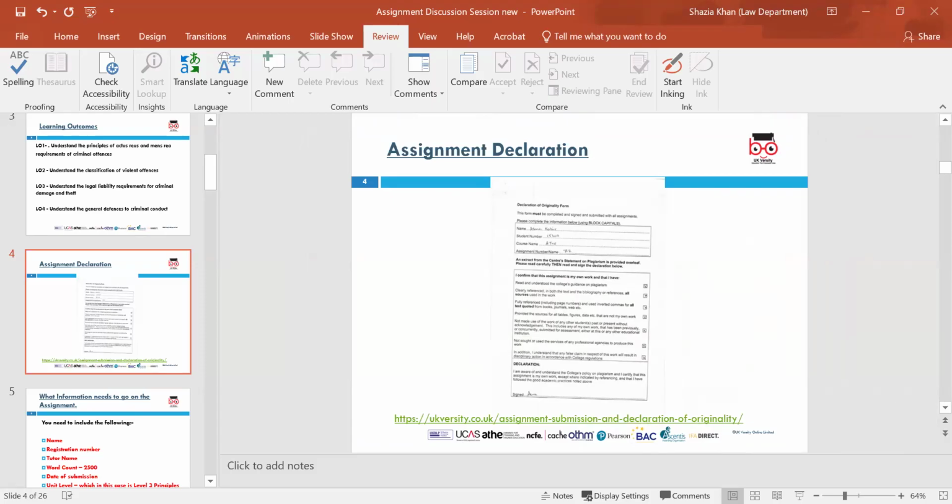The assignment declaration is available at that link there, which you have to submit with the assignment when you submit it at the start. So you need to make sure you are on top of things when it comes to declaring that the work is yours. You're using your referencing and you avoid using AI. Okay, and we'll go through that in more detail throughout.